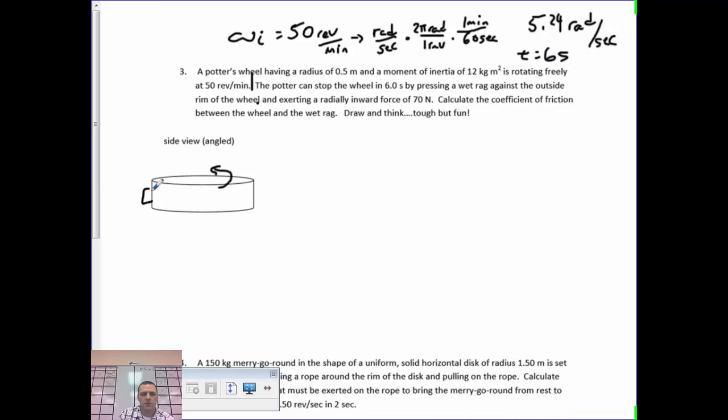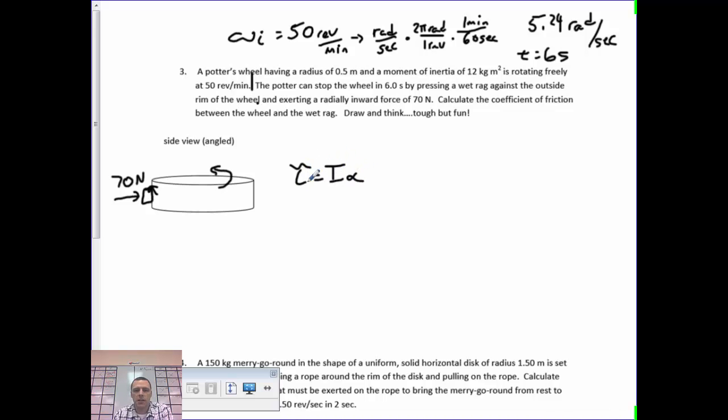There's some type of object here that may push inward with a force of 70 newtons. And what that's going to do is cause a frictional force that's going to slow this thing down. It's going to create a torque. We're really looking at this friction as applying a torque to decelerate the object, and the way to go through this is to say torque equals I alpha.